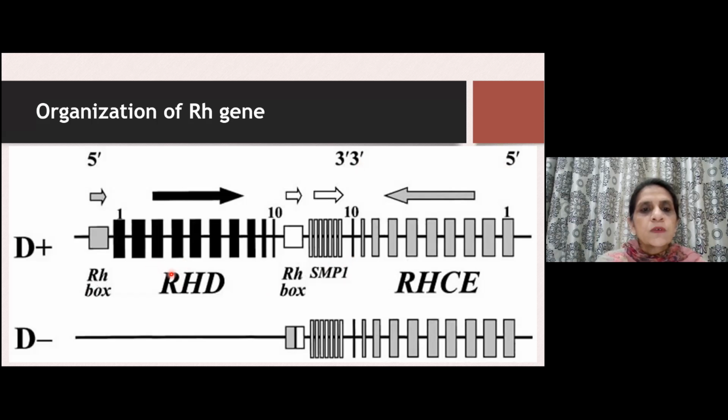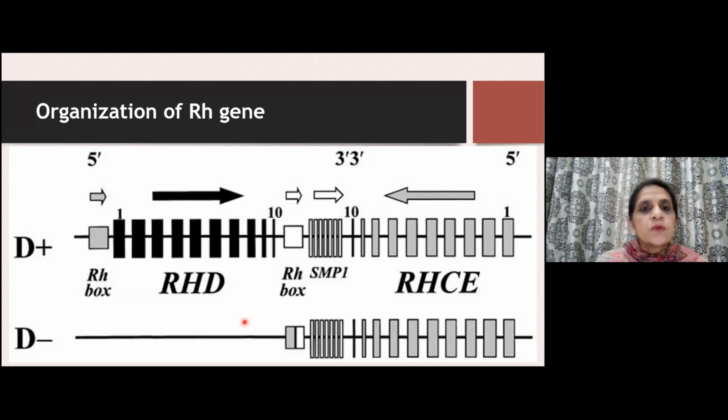These are the RH boxes which are present in D negative individuals. When the RHD gene is deleted in a D negative individual, as we can see in the lower part, these hybrid rhesus boxes remain, followed by the RHCE gene, which is normal in D negative individuals. So this is the main topology of the RH genes, which are present on the short arm of chromosome 1.